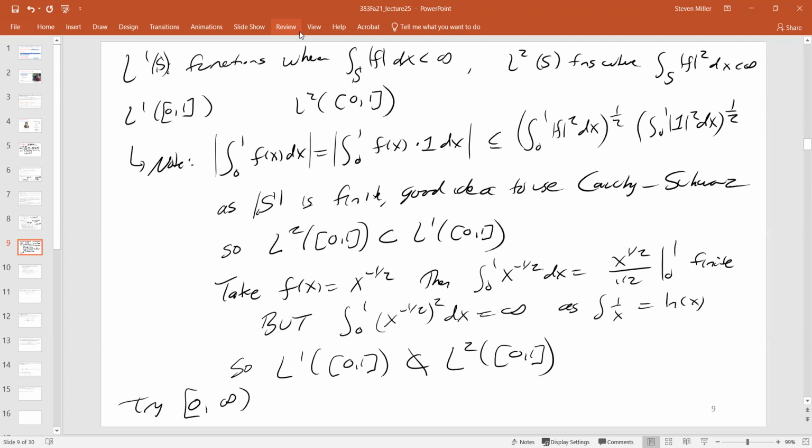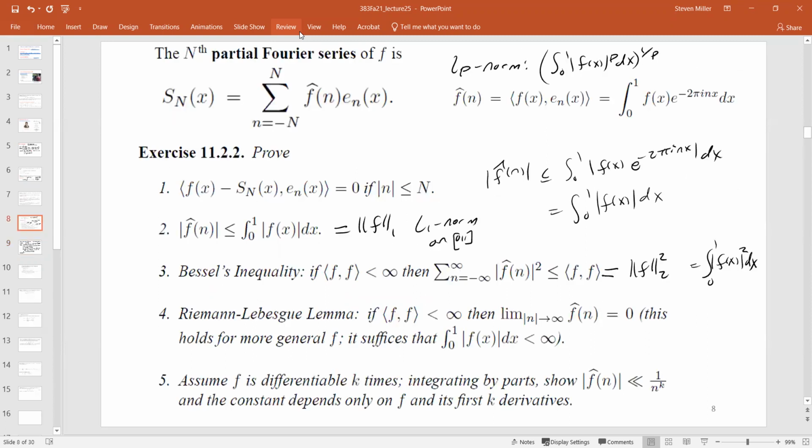then you're in L2. If I wanted the L2 norm, I would then have to take the square root. But if I'm just trying to see whether you are in the space, I just need to know: if I take the integral of the square, is that a finite number? And so the last one is, if f is differentiable k times, then if you integrate by parts, you can show that the nth Fourier coefficient decays at least as fast as 1 over n to the k.